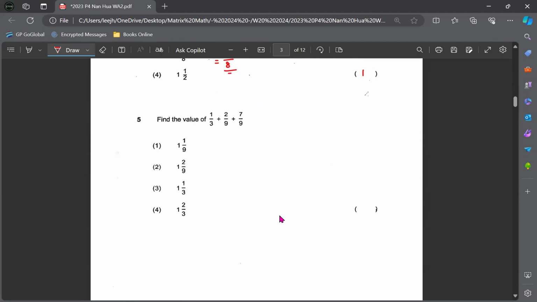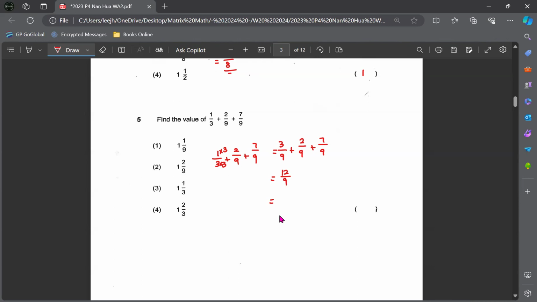Find the value of 1/3 plus 2/9 plus 7/9. So remember, the denominators must be the same. That means you can change the 3 into a denominator of 9. So times 3, so 3 over 9 plus 2/9 plus 7/9. So just add it up. 3 plus 2 is 5. 5 plus 7 is 12 over 9.